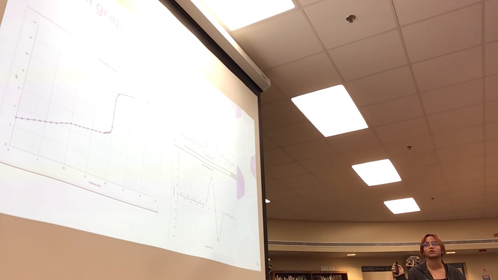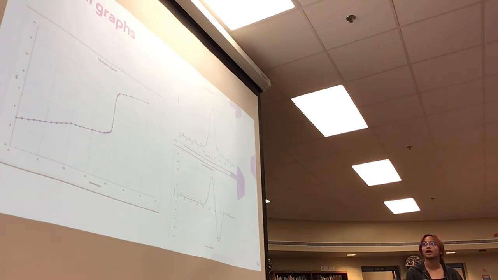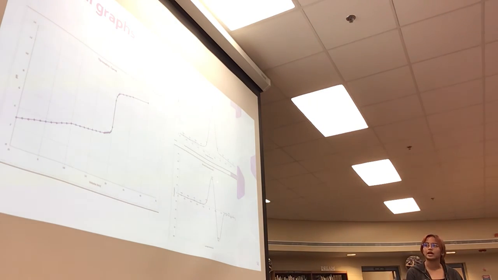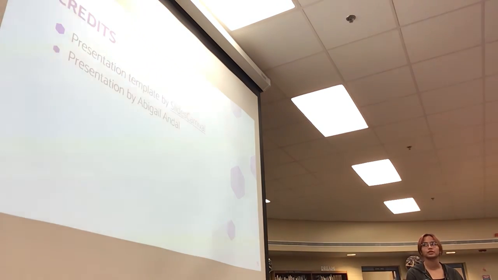Okay, so these are the final graphs. This is basically what you should end up with after changing the bounds, putting on grid lines, and labeling your graph. As you can see, I labeled the data points. Okay, and that is the end of my presentation.